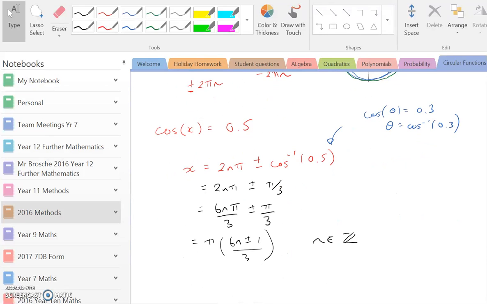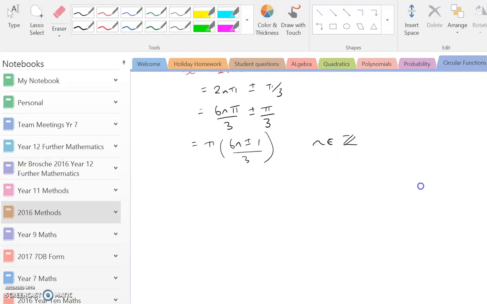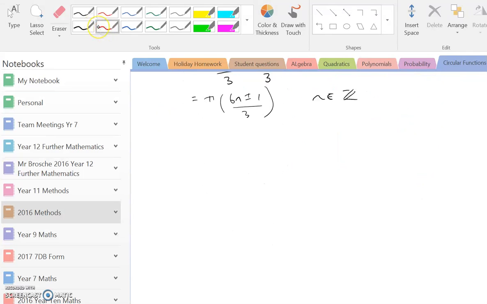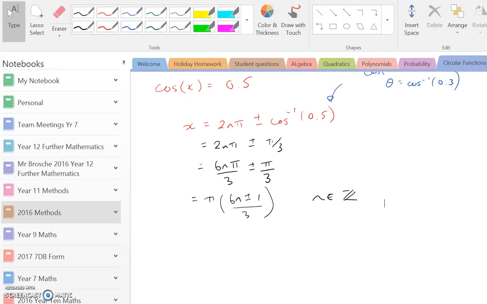So that's the general formula for cosine. I think I'll leave the general equations for sine for another video. So that's it.